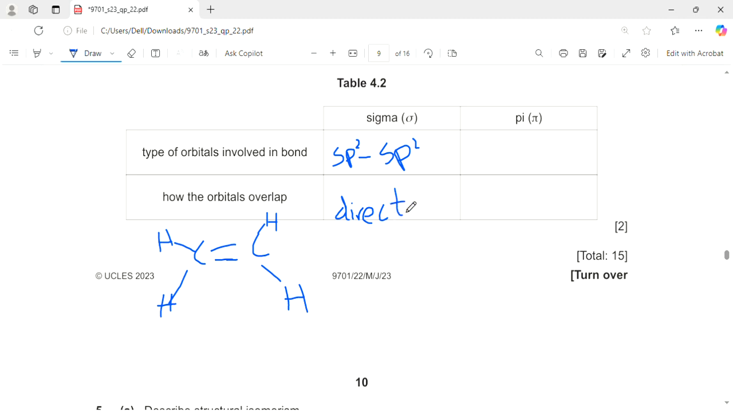What about the pi bond? Which type of orbitals are involved? I think 2p and 2p. And how do the orbitals overlap? Yes, we know it is not direct but sideways.